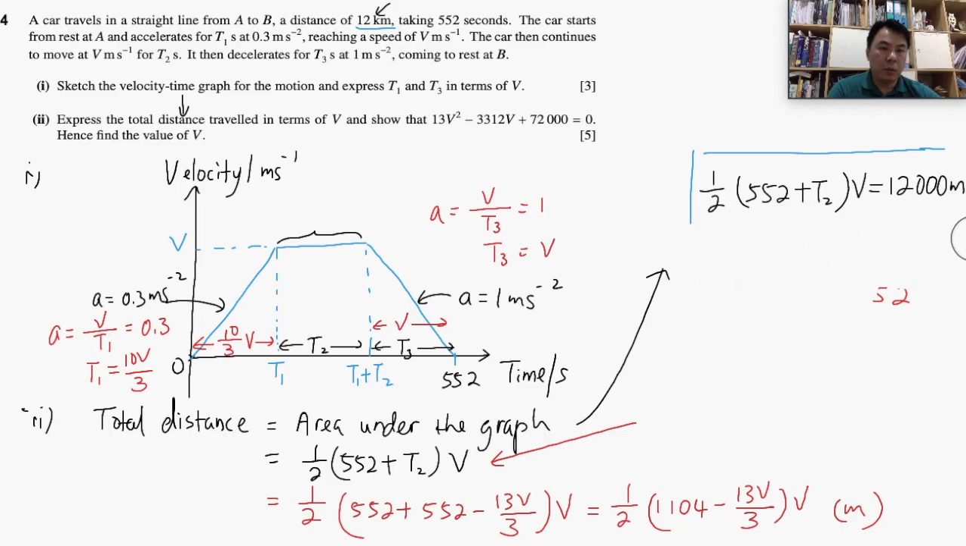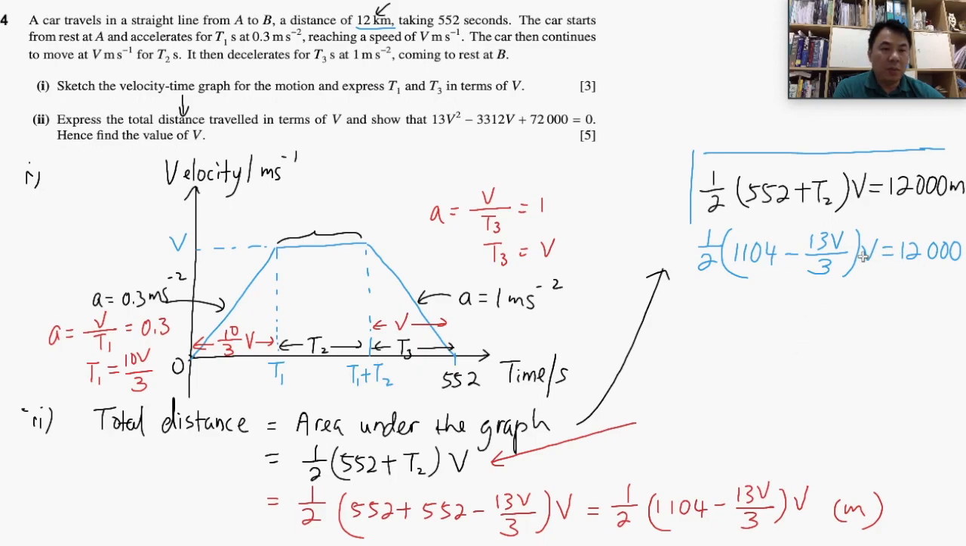Alright, now we're going to work with these equations. Total distance is equal to 12,000. We have already described this in terms of v. Therefore, I can write this as half of 1104 minus 13v over 3, times v, equal to 12,000. Okay, so we are almost there.